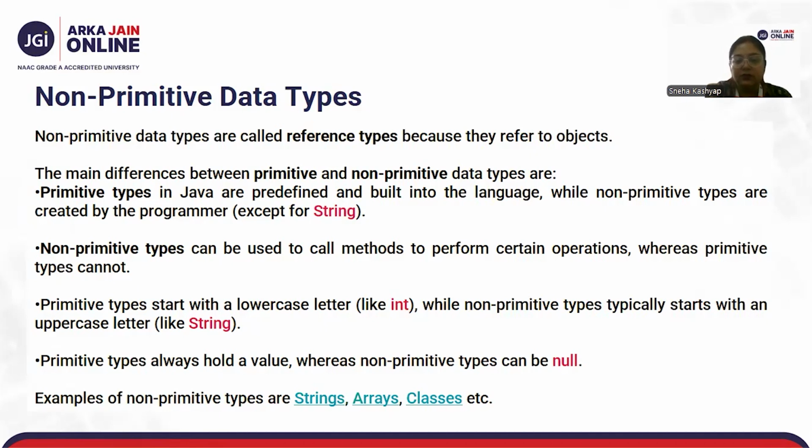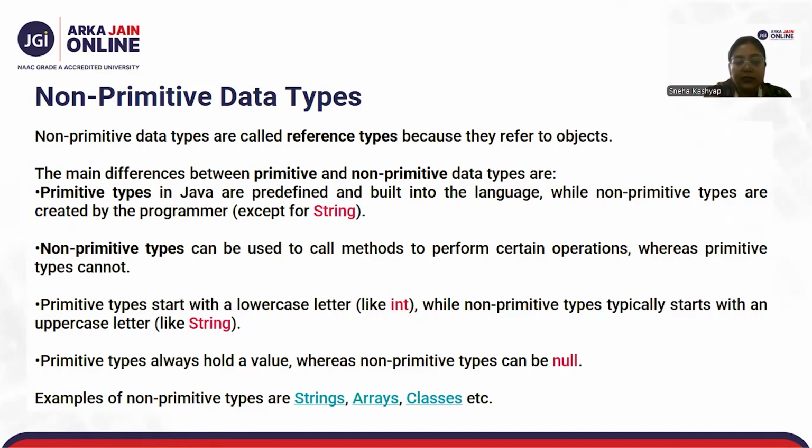The main difference between the primitive and non-primitive data type is that when we talk about primitive data types in Java, they are predefined and already stored in the library function. While non-primitive ones are created by the programmer. Except for string values, the non-primitive data types are created by the programmers.